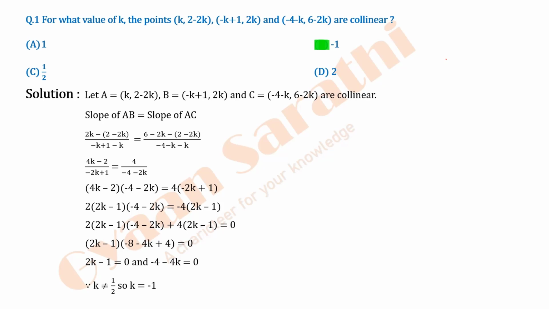So how, in this case, are we finding the slope of AB? We are using the formula y2 minus y1 by x2 minus x1. Okay, so AB I am writing the slope as 2k minus 2 minus 2k upon minus k plus 1 minus k, and AC the slope I am writing as 6 minus 2k minus 2 minus 2k upon minus 4 minus k minus k. So solving this, it becomes 4k minus 2 upon minus 2k plus 1, and this becomes 4 upon minus 4 minus 2k.